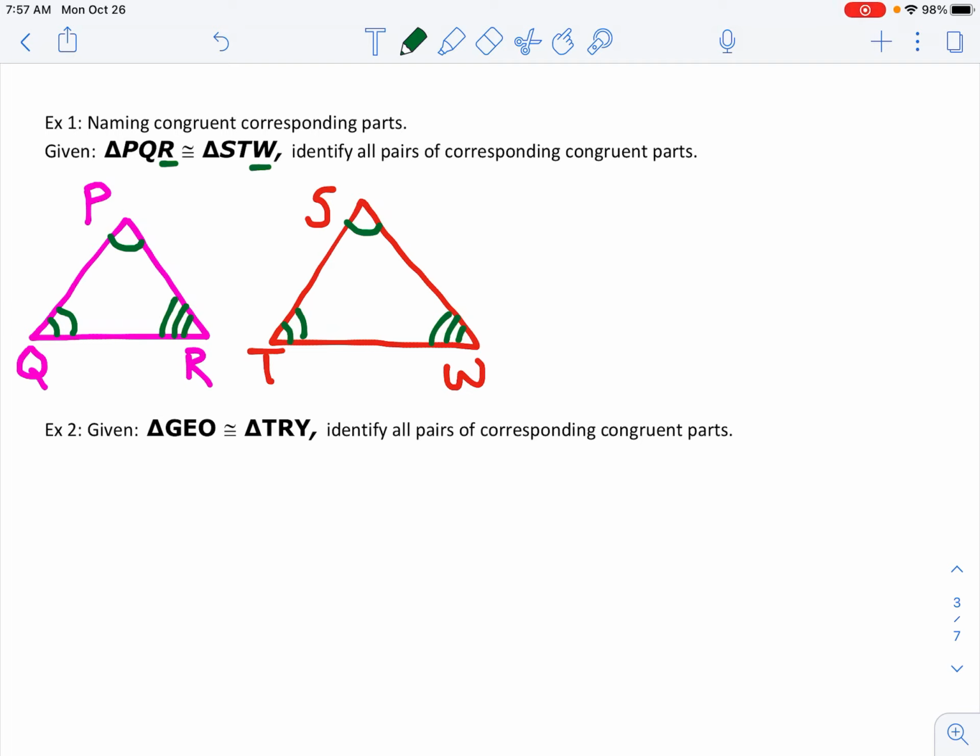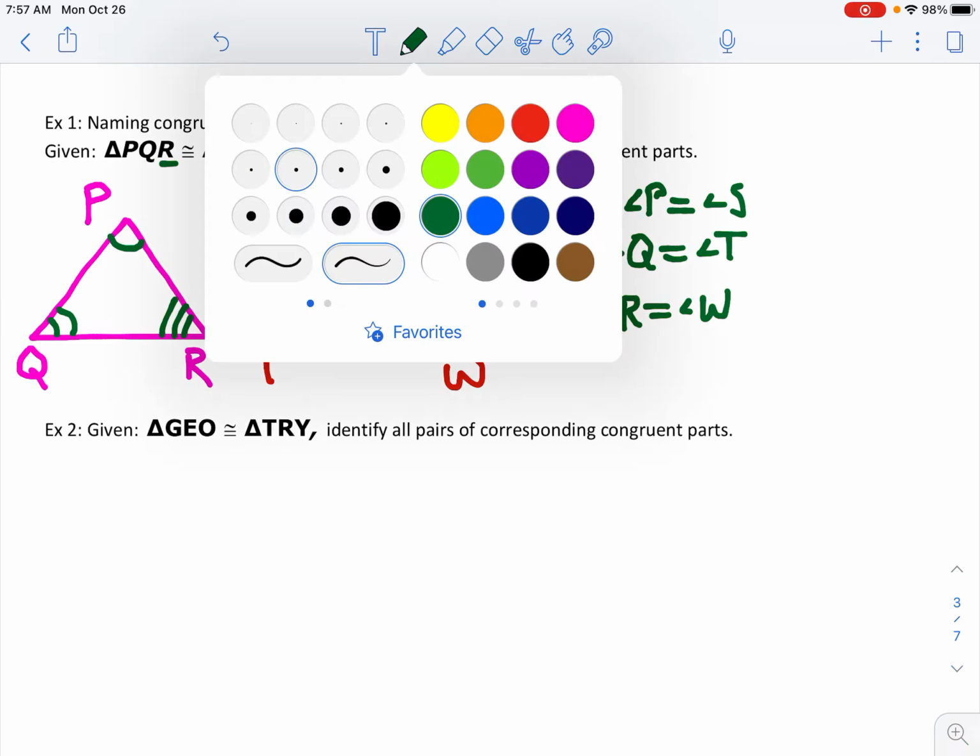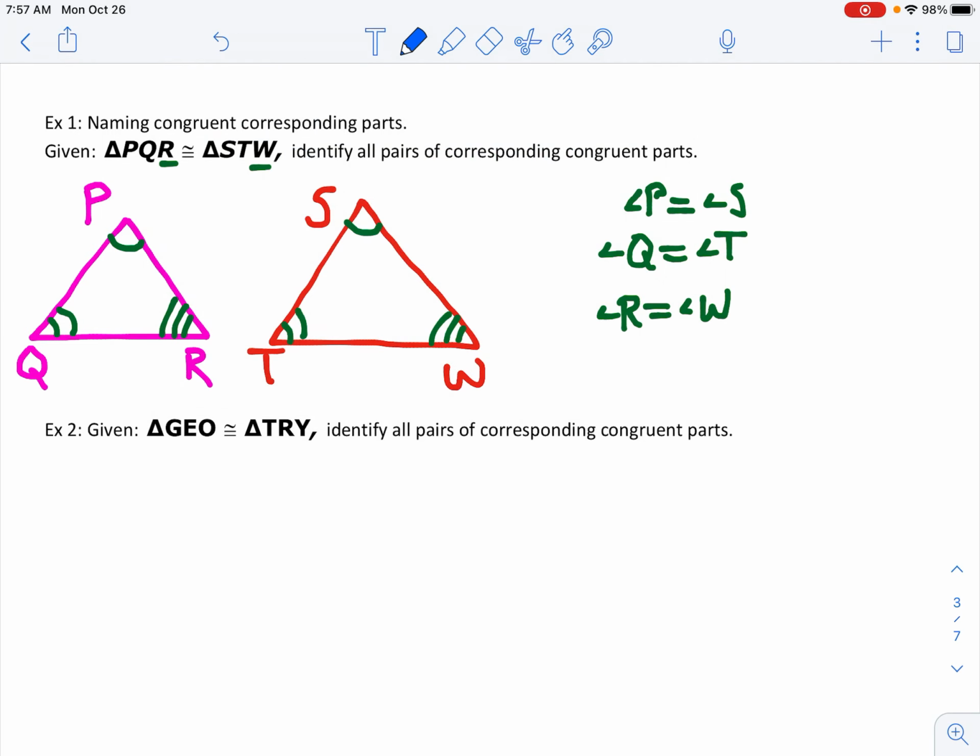We can go ahead and list those angles. Angle P equals angle S. Angle Q should be equal to angle T. Angle R should be equal to angle W. So we've listed the congruent angles. Now we're going to go back to our picture and we're going to do the sides. Sides are 2 letters, so PQ will go with ST, 1 tick.